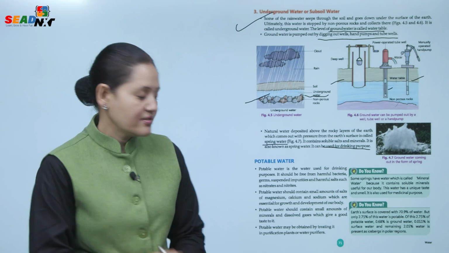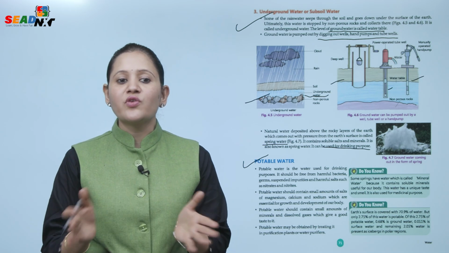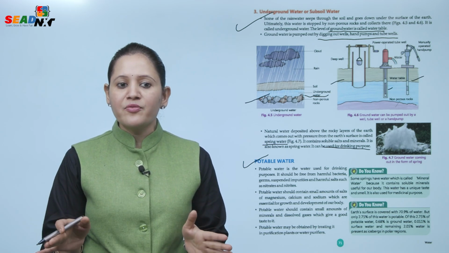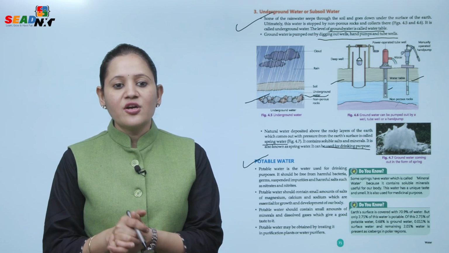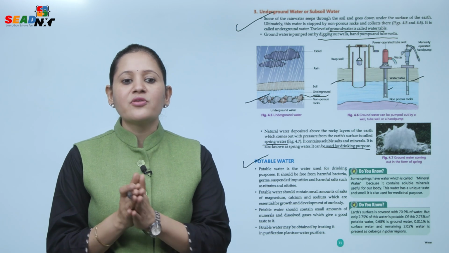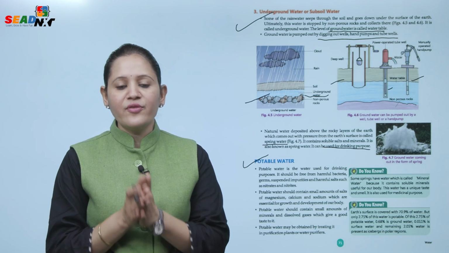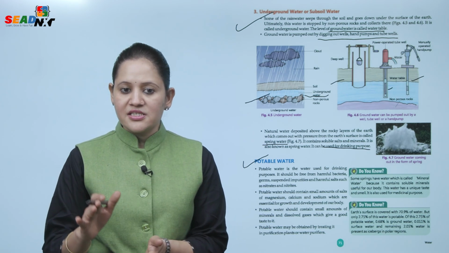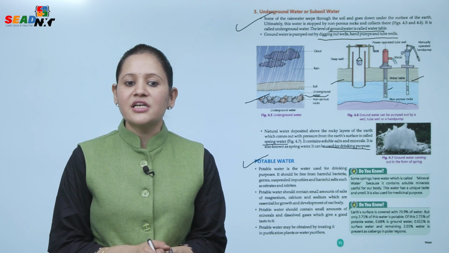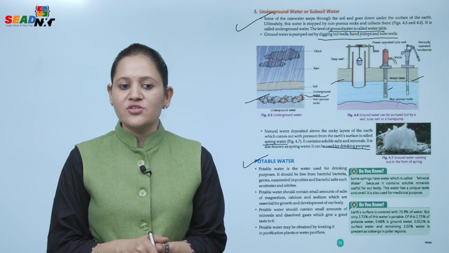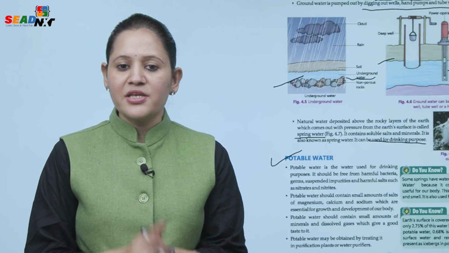Next is potable water. What is potable water? Potable water is the water used for drinking purpose. It should be free from harmful bacteria, germs, suspended impurities and harmful salt such as nitrate and nitrites. Potable water should contain small amount of salt, of magnesium, calcium, sodium, which are essential for the growth and development of our body. So we need all these minerals. We can get it through the water. Potable water should contain small amount of minerals and dissolved gases which give a good taste to it. Potable water may be obtained by treating it in purification plant or by using water purifier.